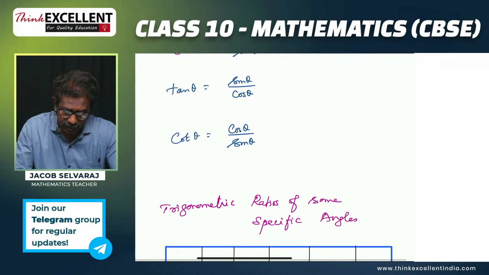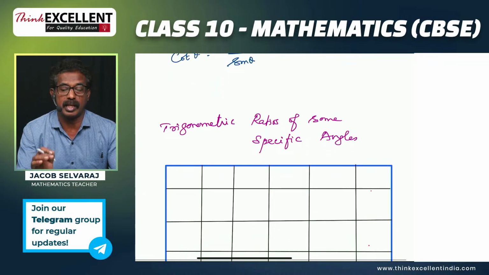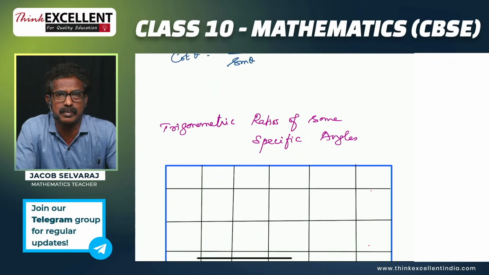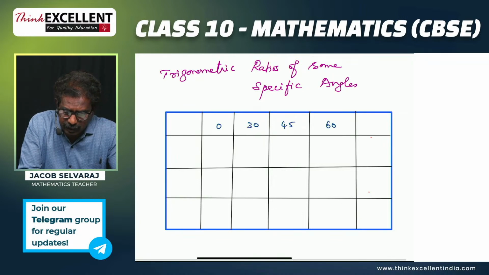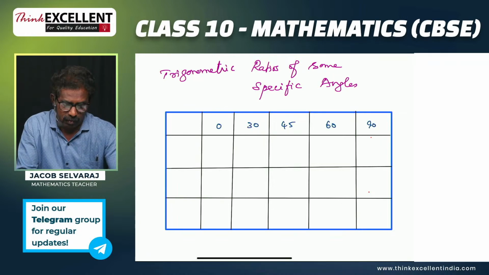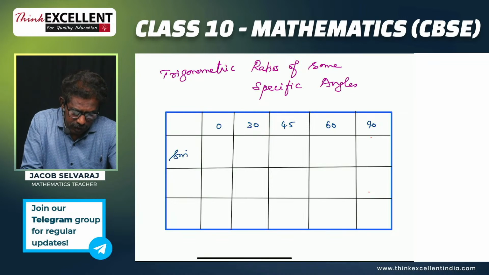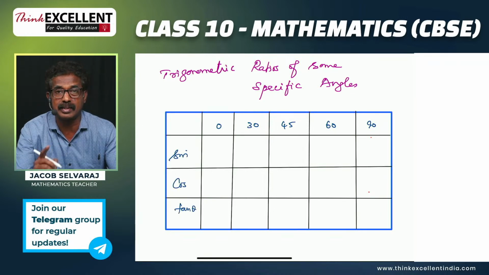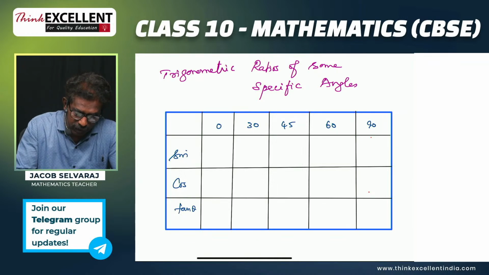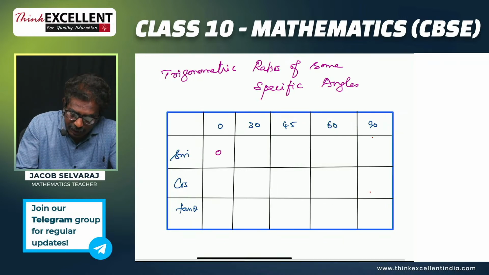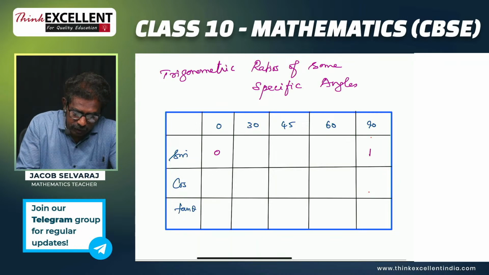Then after that, you need the trigonometric ratios of some specific angles. Here mainly we take 0 degree, 30, 45, 60, 90. First 3 ratios: sine, cos, tan. If you know these 3, as I already said, the remaining are just reciprocals, right? So how to fill this? Sine 0 is 0, sine 90 is 1. Sine 30 is 1 by 2, then 1 by root 2, root 3 by 2.